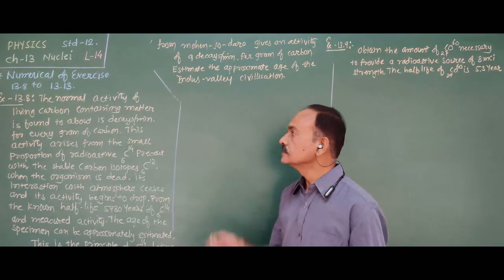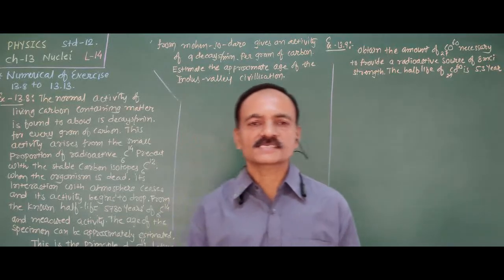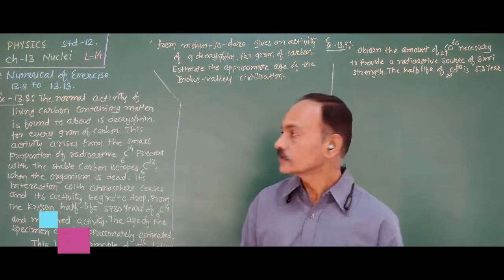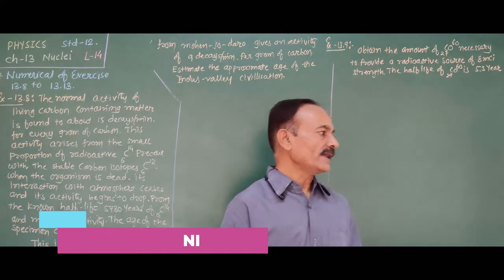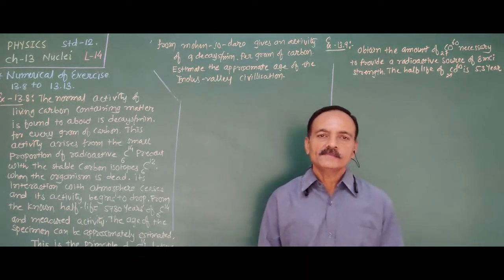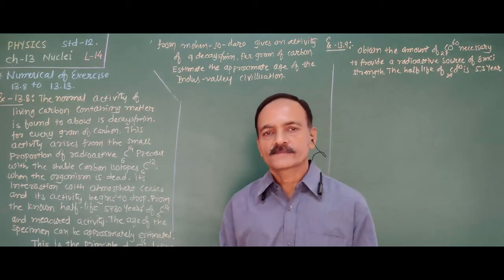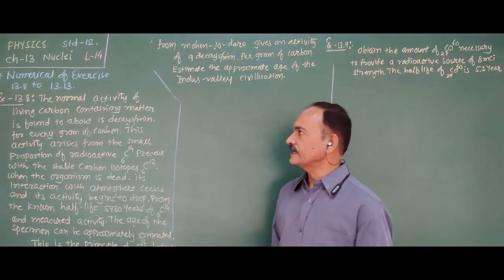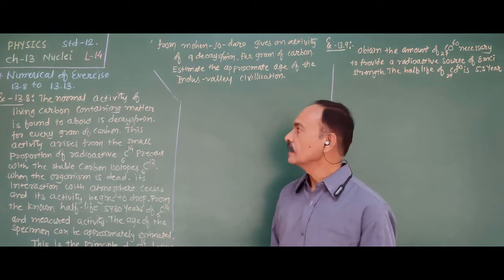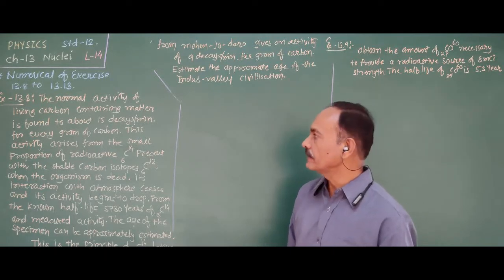Good morning friends. Up to 13.7 numerical of exercise we discussed. Today numerical 13.8 depends on finding out the time for decay, right?